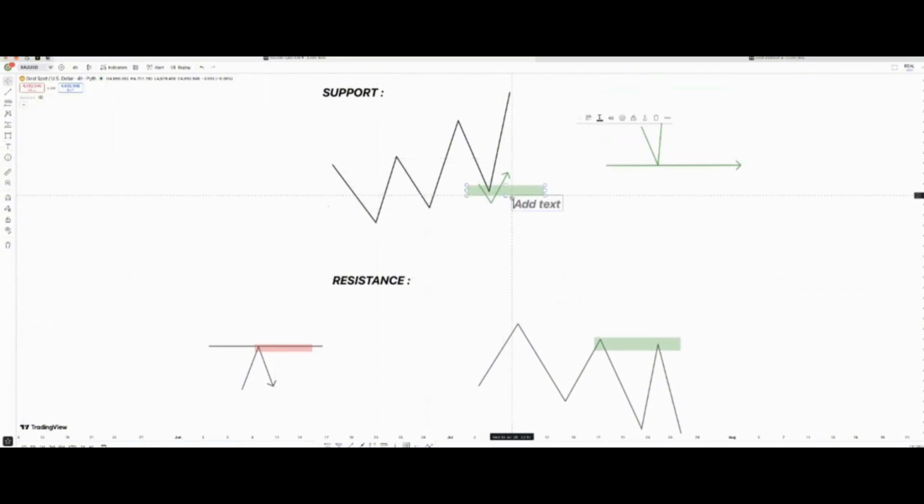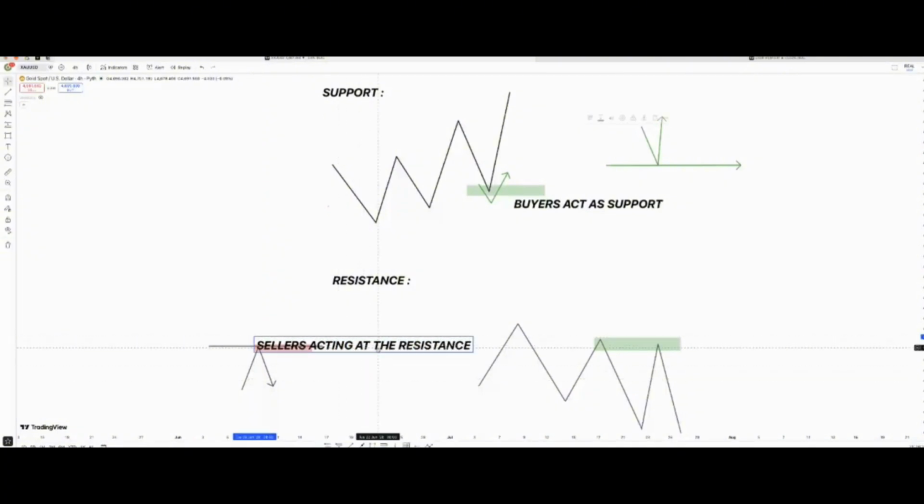We have buyers acting at the support and sellers acting at the resistance. While the buyers stop price from falling, the sellers stop price from rising. I hope you are getting this.